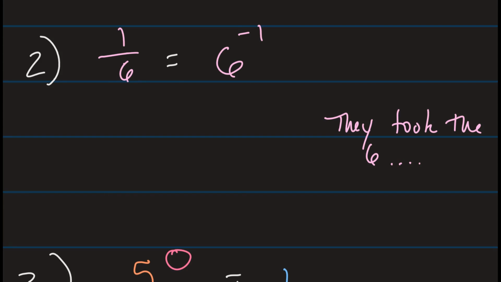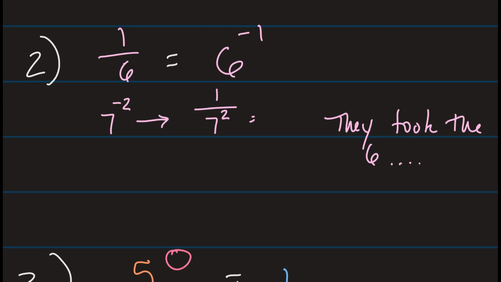Now let me try it again. Let's see here. 7 raised to the -2. In order to get rid of that negative, what you do is you take the base of 7, put it in the denominator, and now the exponent is the positive version.